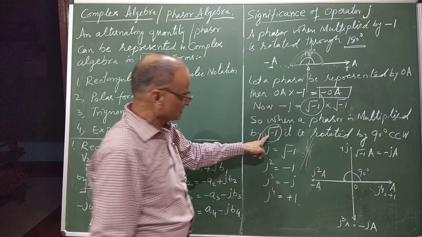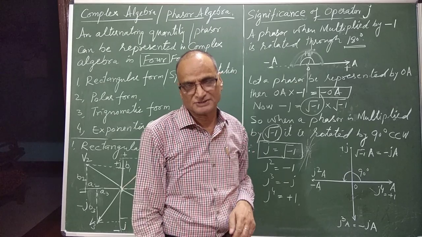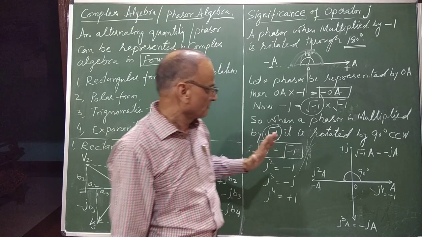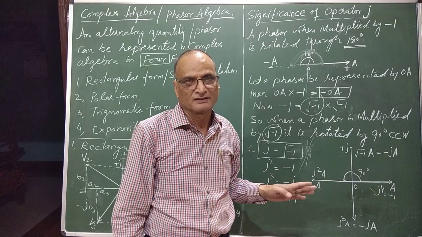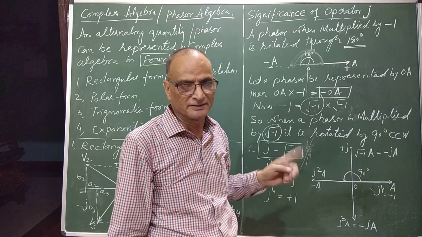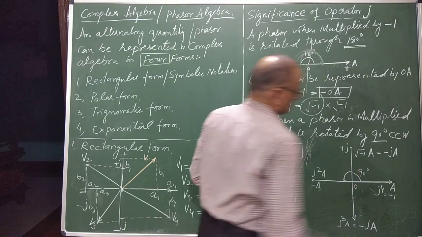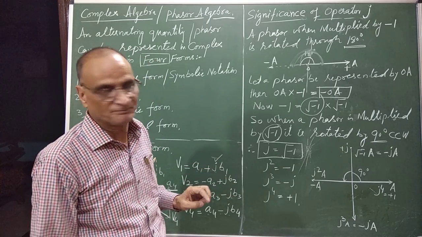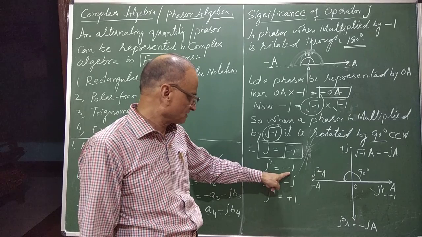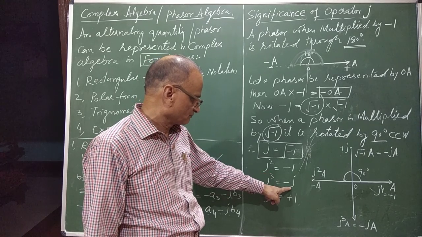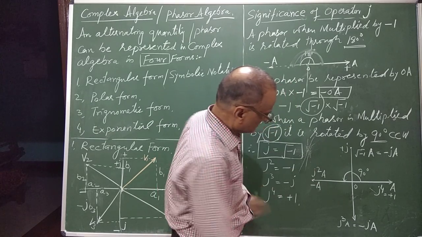We represent under root minus 1 by j. So this is the significance of j. When a phasor is multiplied by under root minus 1, or j, it is rotated through 90 degrees in the counterclockwise direction. This is the operator j. So the values are: j equals under root minus 1, j square equals minus 1, j cube equals minus j, j4. So you can locate the values of j here.